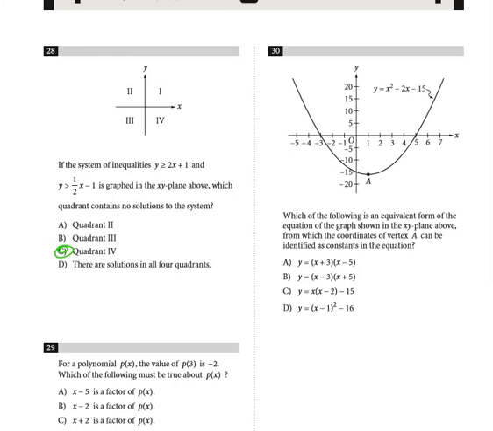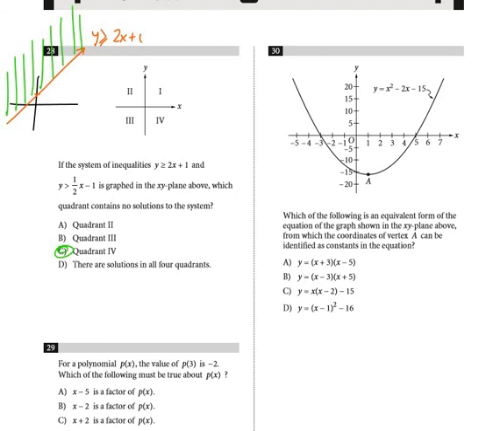Or if you can't graph them, you can do it algebraically. You have to make an xy plane. So you're going to graph 2x plus 1. Plus 1 is the y-intercept, and then 2x is approximately this positive slope. Y is greater than or equal to 2x plus 1, and you need to scan above because y is greater than.